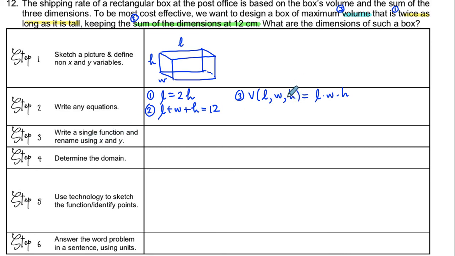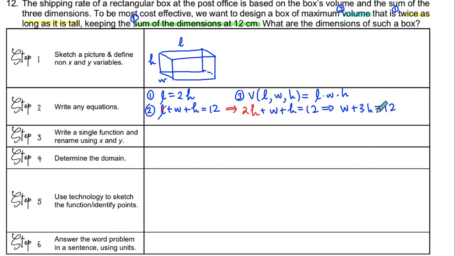That means that we want to eliminate all but one of these input variables. Since we know that length is equal to 2 times height, we can rewrite equation 2 and eliminate L. So we can replace L with 2h. And so we have that 2h plus w plus h is equal to 12, which we can rewrite as 3h plus w, or w plus 3h is equal to 12.